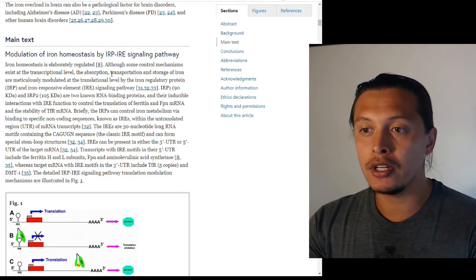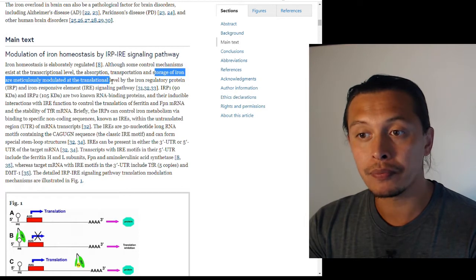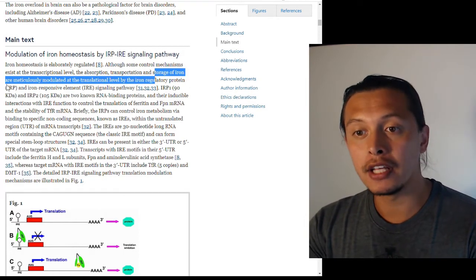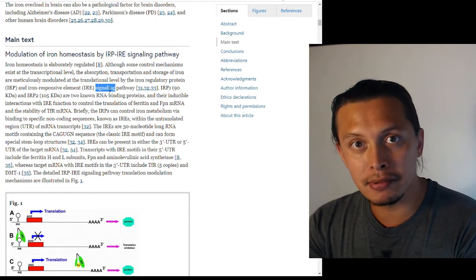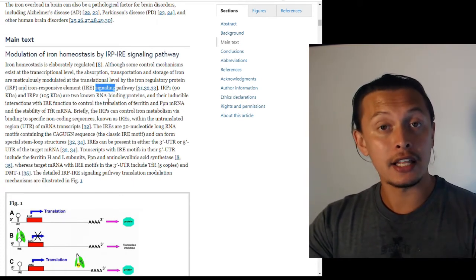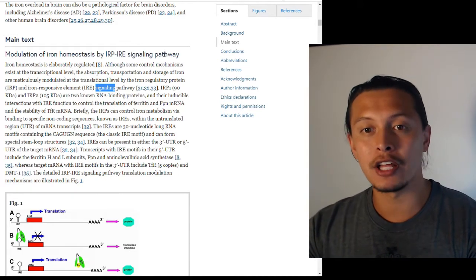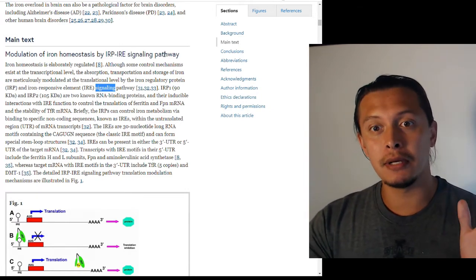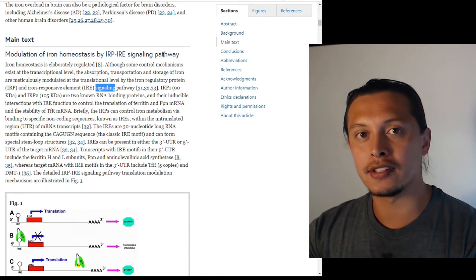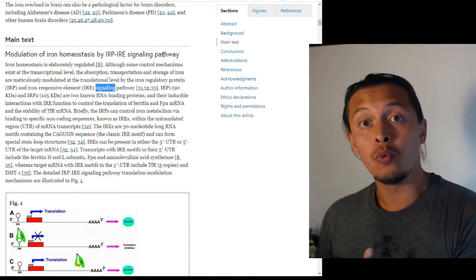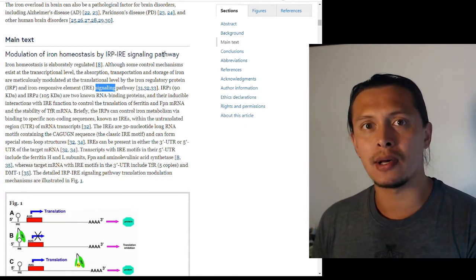Also, the absorption, transportation, and storage of iron are meticulously modulated at the translational level by the iron regulatory protein, the IRP, and the iron responsive element, IRE, signaling pathway. So even though some of it is being done in the DNA, a lot of it is being done at the RNA level. And this, to me, makes sense because it's something that you might need to be shifted very quickly, right? This is something your body has decided, I need to act quickly when something like this happens.